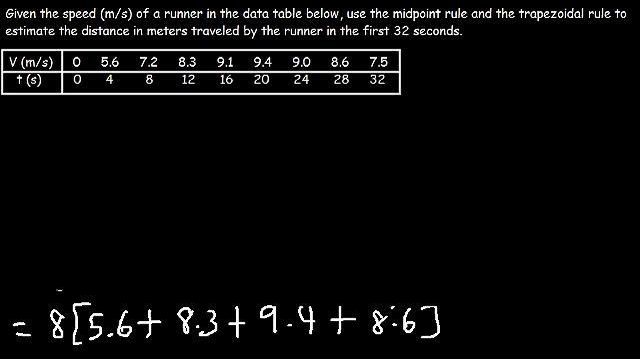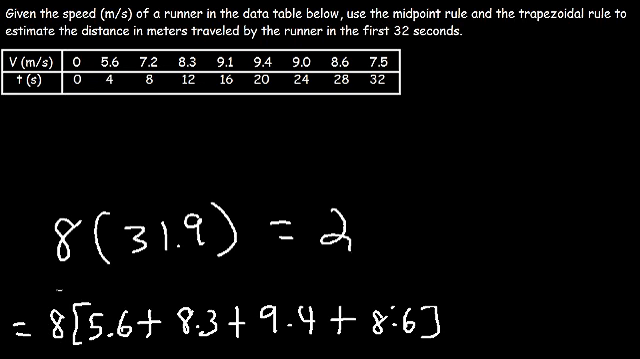Now let's add the 4 values in the brackets. So 5.6 plus 8.3 plus 9.4 plus 8.6, that is equal to 31.9. So this is 8 times 31.9, which is 255.2. So this is 255.2 meters. That's how far he's going to run in the first 32 seconds.